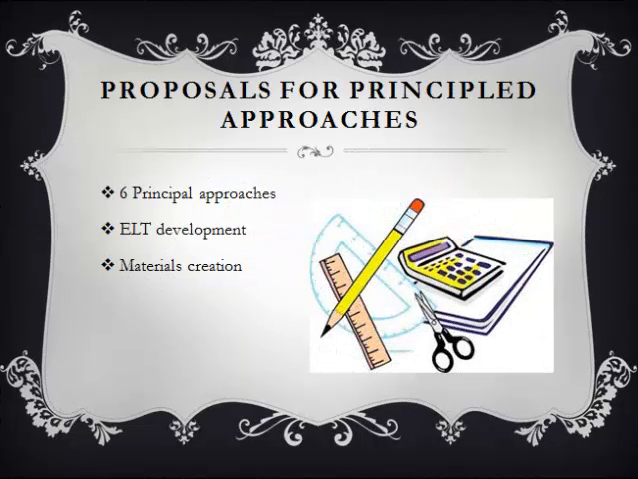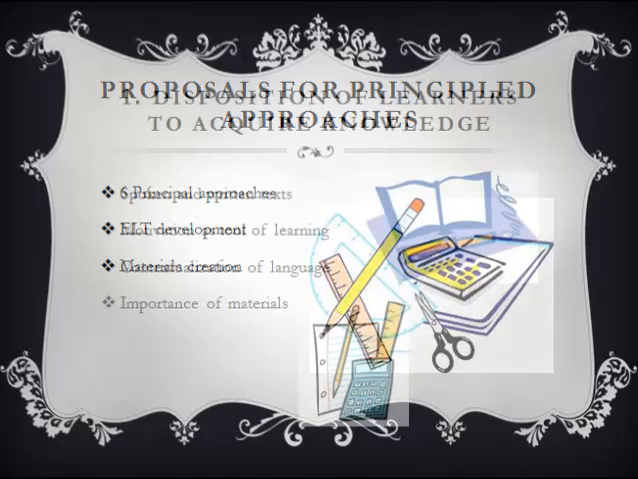Tomlinson exposes to us six principal approaches to the development of the ELT materials. Those proposed approaches search for the better way in which teachers can create materials for the improvement of English as a foreign language in students.